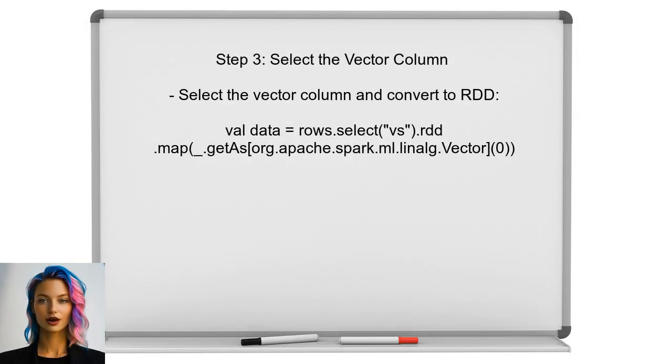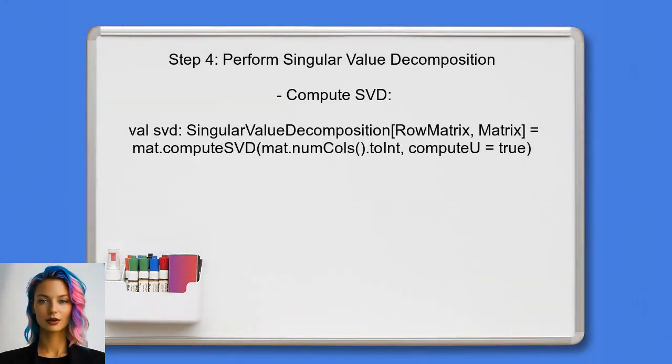After transforming the data frame, the user can select the new vector column. This will allow them to convert it into an RDD of vectors, which is essential for further processing. Finally, the user can proceed with their computations, such as performing singular value decomposition. This will allow them to analyze the data effectively.